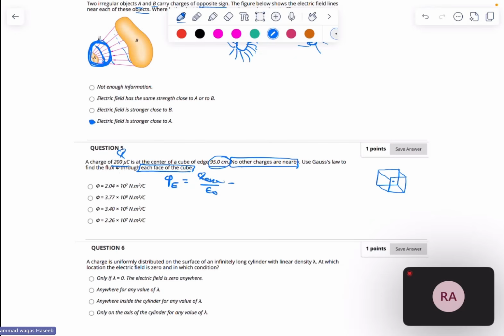So Q enclosed is what? 200 microcoulomb. Micro means 10 raised to power minus 6. And epsilon naught is the permittivity of free space, which is 8.85 times 10 raised to power minus 12. So you will get the flux, which is 2.26 times 10 to the 7 Newton meter square per coulomb. Okay.